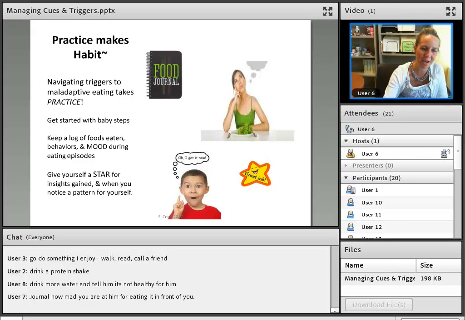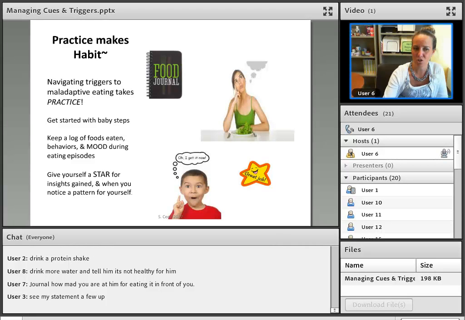Someone recommended journaling how mad you are at him for eating it in front of you, which is great. That's a healthy way to get out those emotions. Sometimes it can be helpful to do other activities that distract you and that are not compatible with eating ice cream. So for some of us, we're sitting there watching TV, but we're knitting, doing something with our hands, maybe even doing a little bit of exercise.